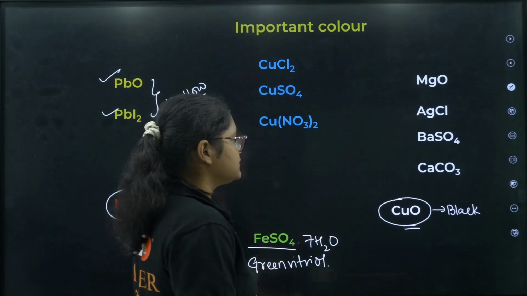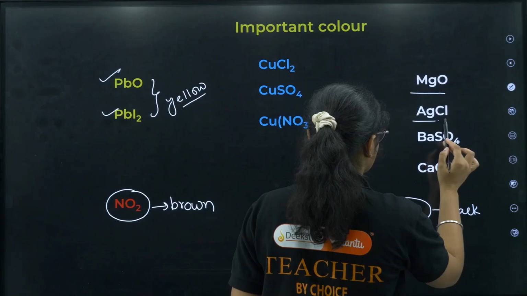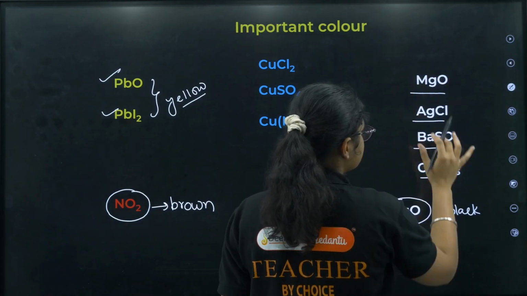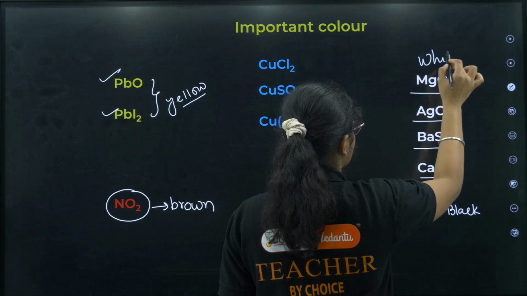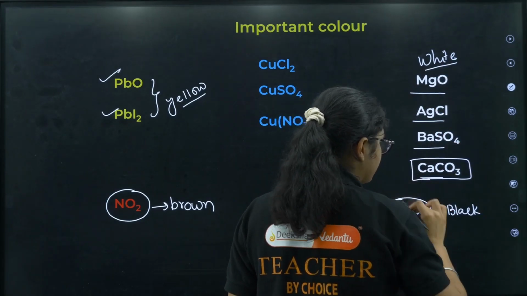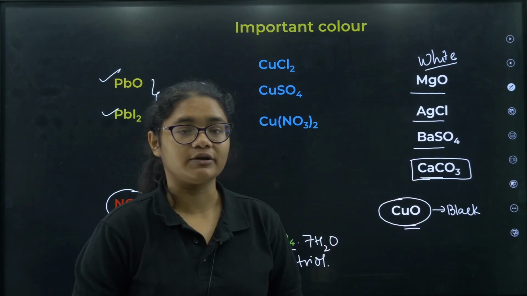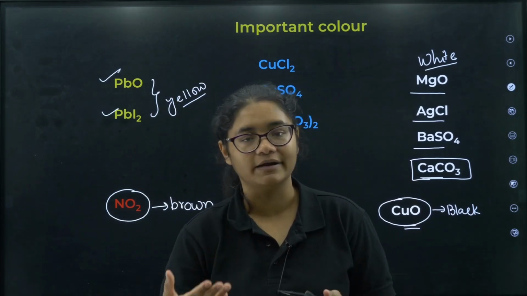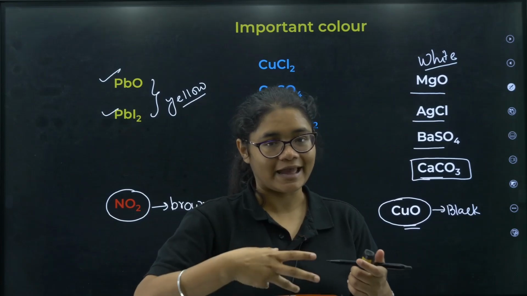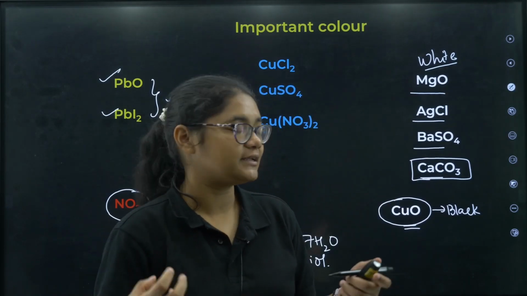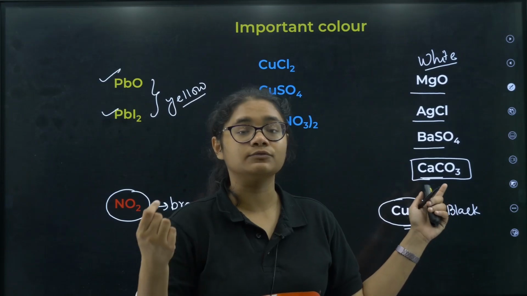Next we have magnesium oxide, silver chloride, barium sulfate and calcium carbonate. These are all white in color. Calcium carbonate we have discussed in detail. When is calcium carbonate formed? If you pass carbon dioxide gas through calcium hydroxide, you will get calcium carbonate, which has a milky appearance due to its white color.